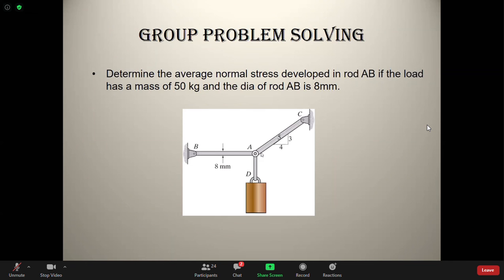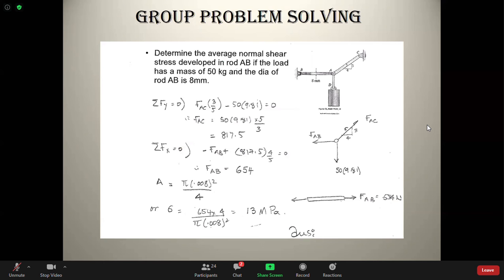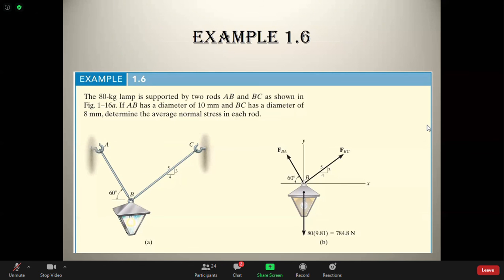So if you want to find the normal stress, what do you have to do? You have to find the axial load on this. And that you can find by drawing the free body diagram of pin A. But I think I have put the solution also. Here's the answer. I'd like you to do this. If you get stuck somewhere, then here is the solution also given. And then this is the yellow page.